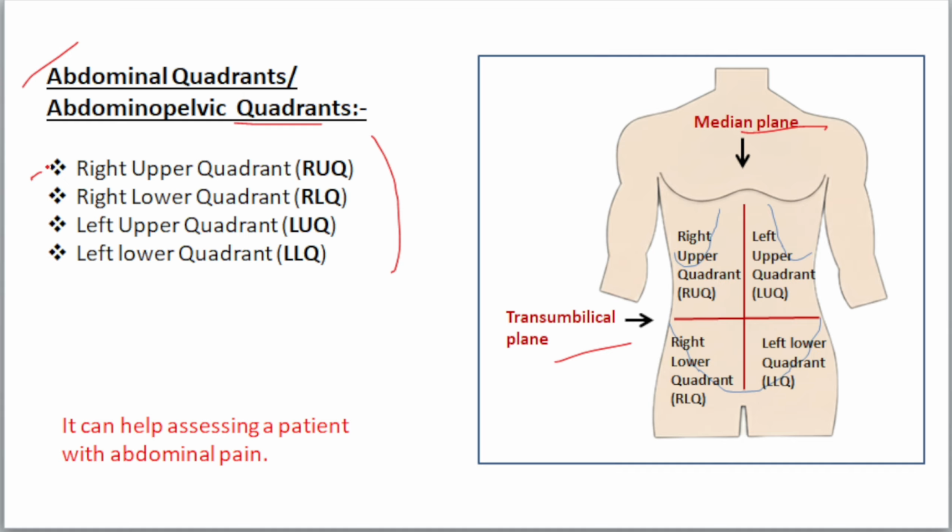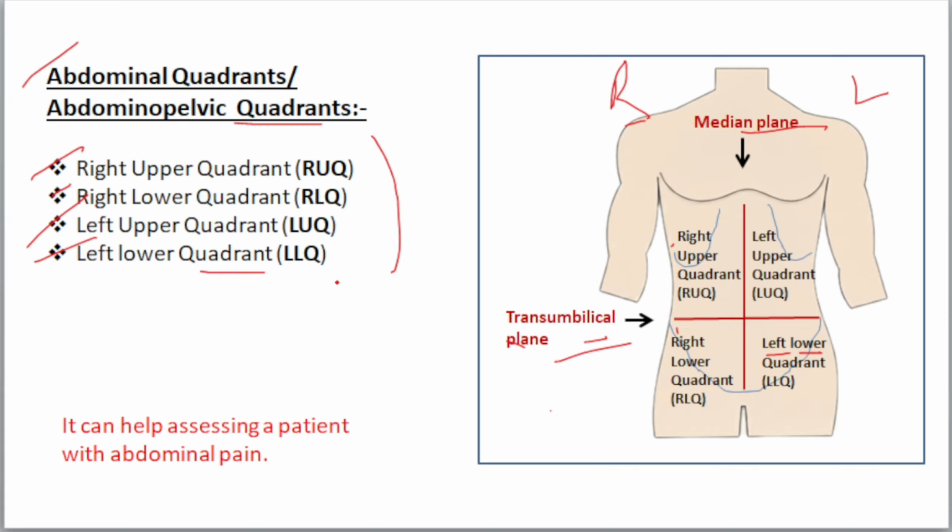First, right upper quadrant. It is present on the right side of the median plane and the upper side of the transumbilical plane. Then right lower quadrant, that is present on the right side of the median plane and below the transumbilical plane. Then left upper quadrant, that is present on the left side of the median plane and the upper side of the transumbilical plane. Then left lower quadrant, that is present on the left side of the median plane and below the transumbilical plane.